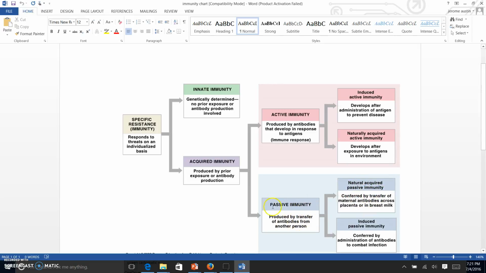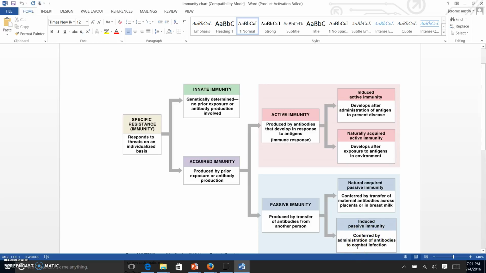Now remember, all this is getting it from somebody else. But this induced passive immunity is when we receive antibodies from somebody else. And this is often the case in situations, we call them immunoglobulins, or gamma globulins even. So this is, say, if somebody made a snake venom antibody, and then they gave us the antibody to help fight the venom of the snake if we were bit.